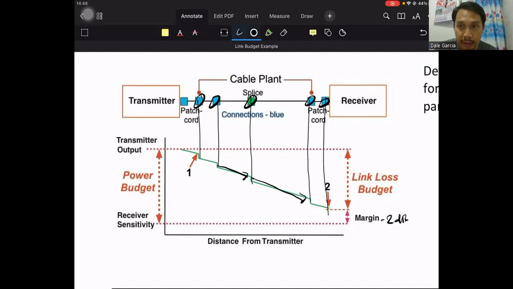So we all know that fiber optic cables also exhibit losses due to distance. So those losses, technically we just summarize them, add and subtract them from the transmitted power. What remains would be the power that will be received by the receiver or the photo detector.